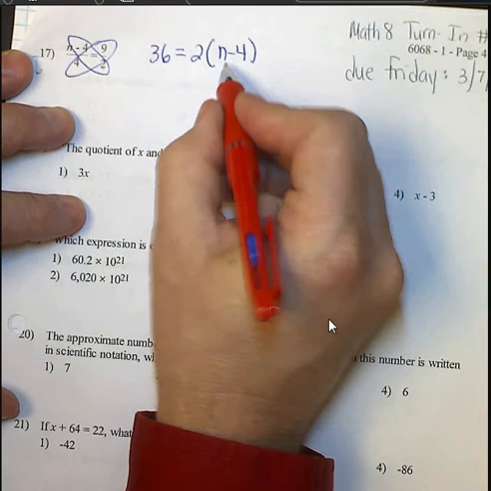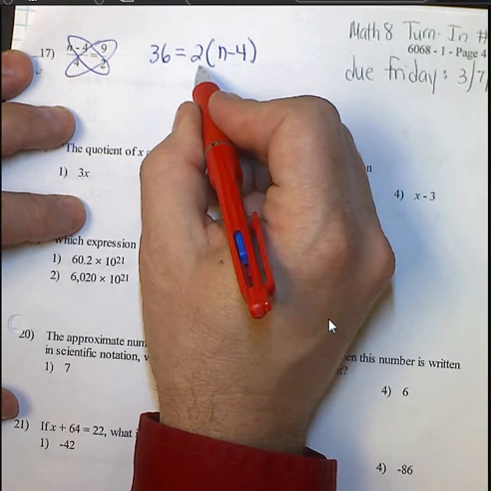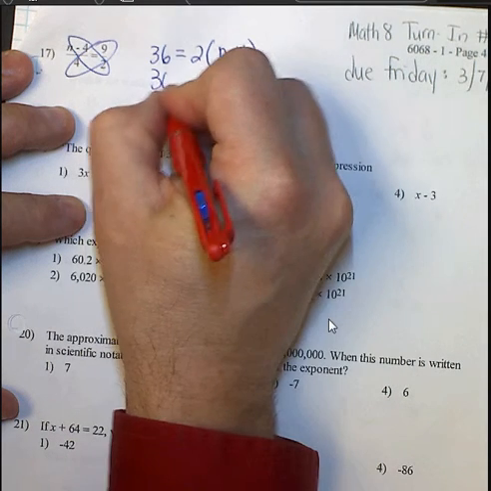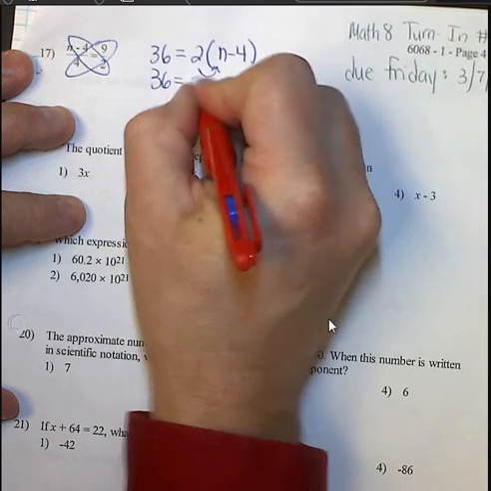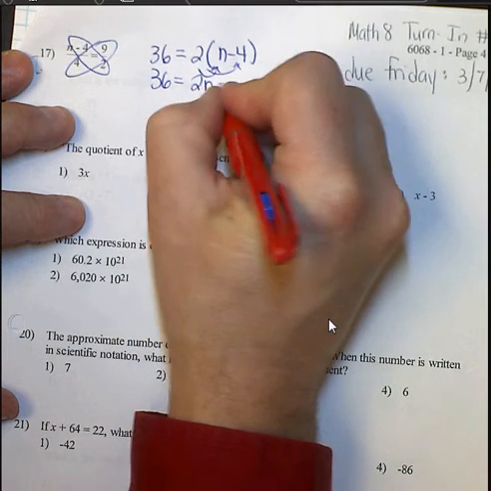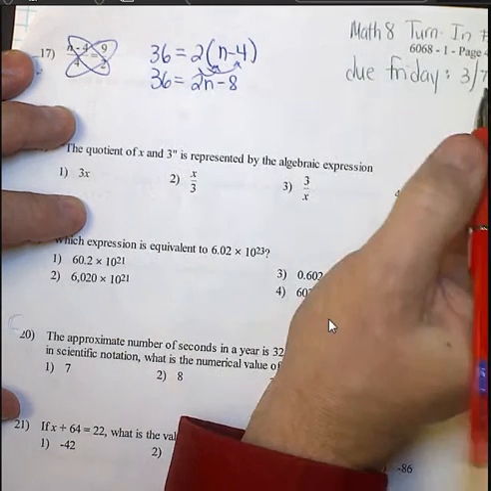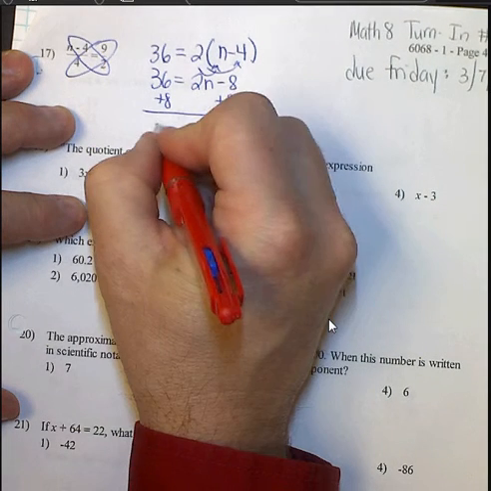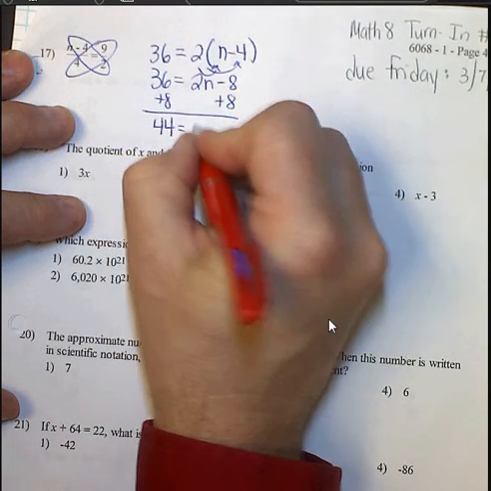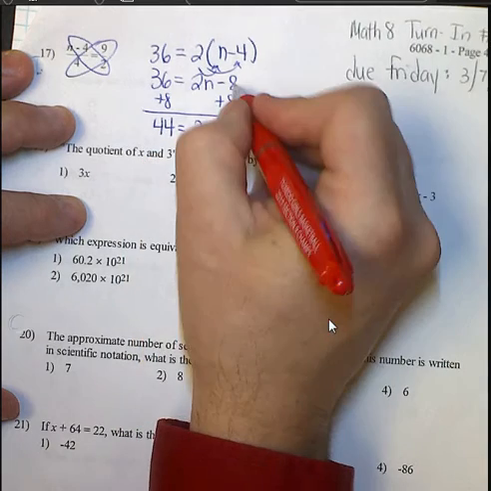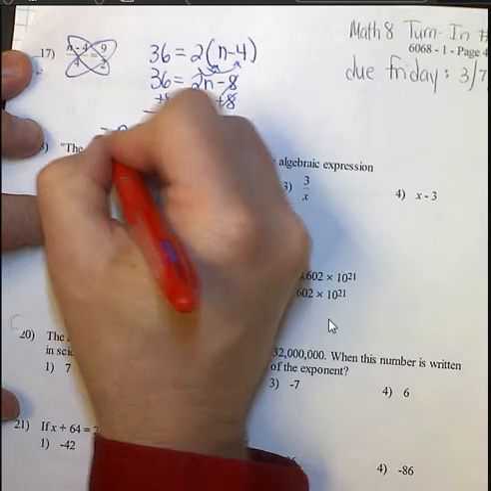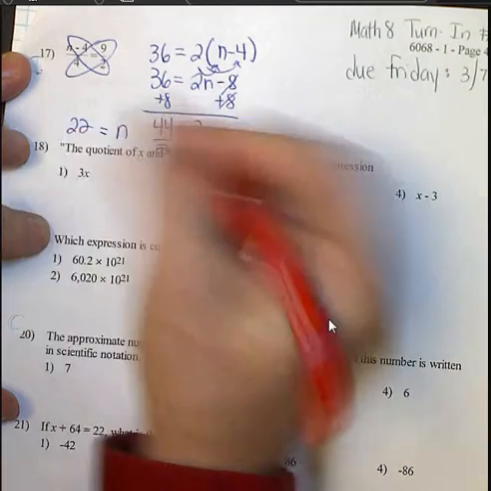Again, if you have a binomial, that means two terms, and you're multiplying it by another number, you need to write it this way so you remember to distribute. So 36 is equal to 2 times n is 2n, and 2 times a negative 4 is a minus 8. Two-step equation now. Add 8 to both sides to begin to isolate n. I get 44 is equal to 2n, because the 8's are gone. I'm going to divide by 2, so n is equal to 22.